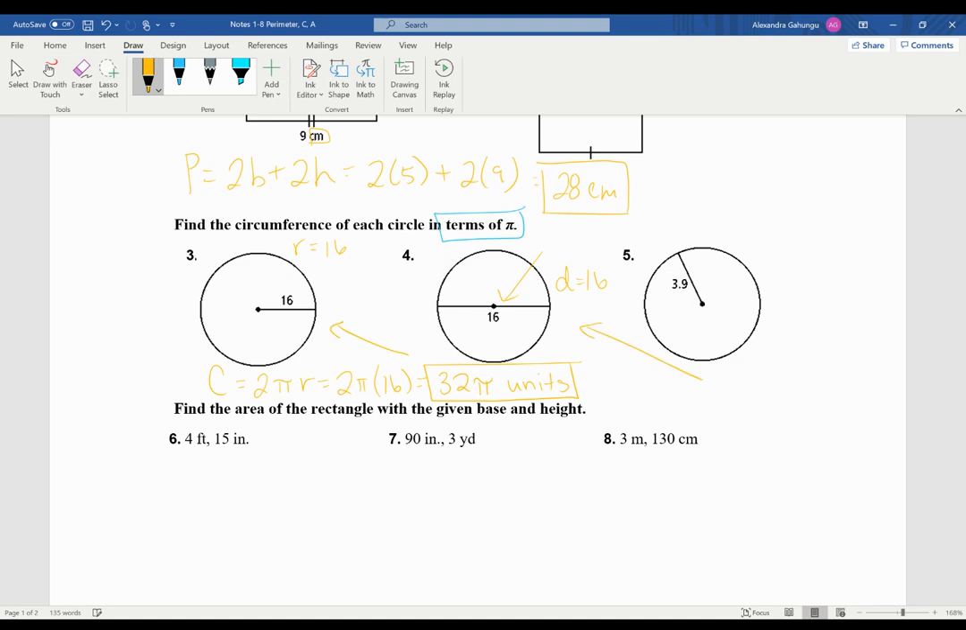And we're going to move this one over here. And we're going to do pi times the diameter, because that's what they gave us. So it depends on what they give you. You just kind of fill it in. So it's pi times the diameter. So that's 16 pi units.